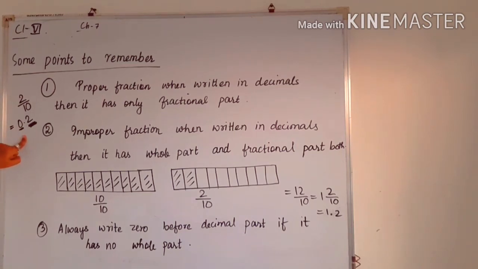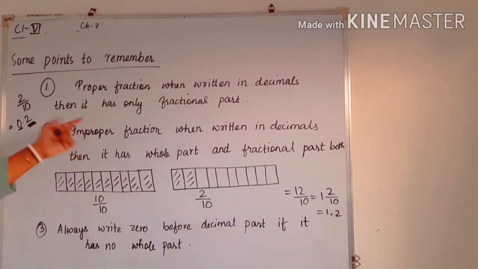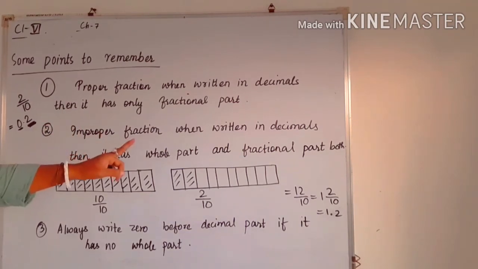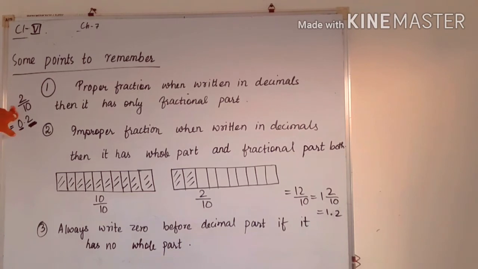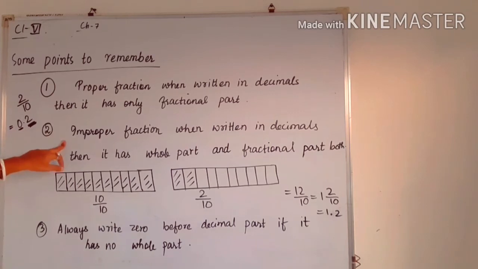Similarly, if you write an improper fraction as a decimal number, then it has both a whole part and a fractional part. So this you have to remember. You already know that an improper fraction has a value more than 1, and a proper fraction has a value less than 1. That's why the whole part is 0. But in an improper fraction there will always be a whole part as well as a fractional part. So I am giving you one example.